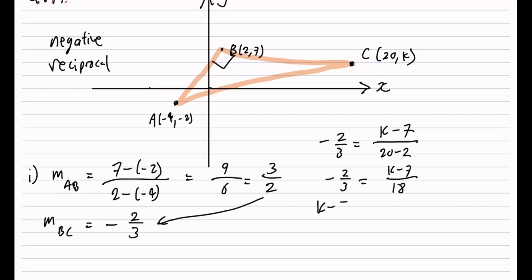-2/3. Then k minus 7 equals -2/3 times 18. 18 over 3 is 6. 6 times 2 is 12, minus 12. Bring the -7 over, so you get +7 minus 12 equals -5. Answer. Okay? Find the value of k if triangle ABC has a right angle at B. Okay, done. Now prove that BC equals 2AB.